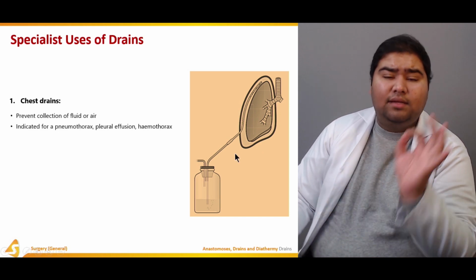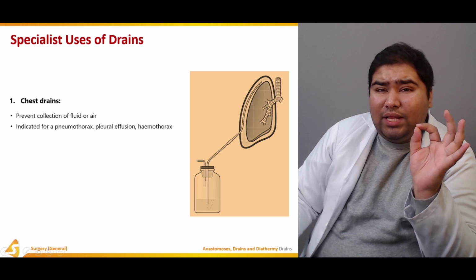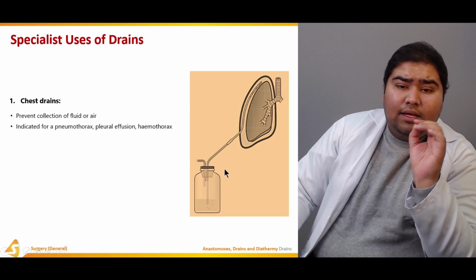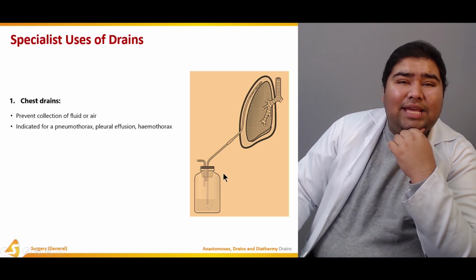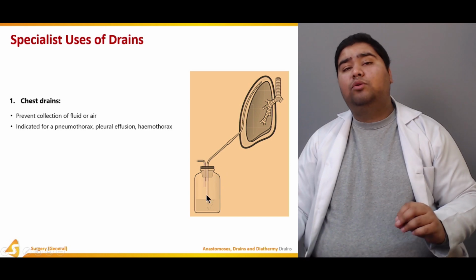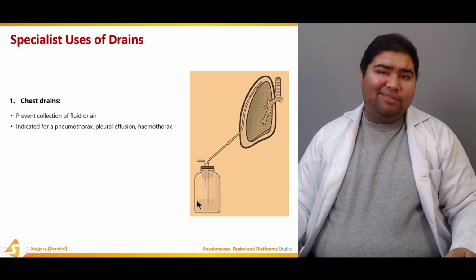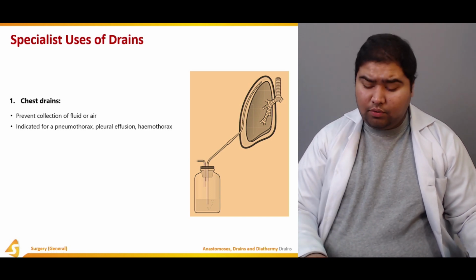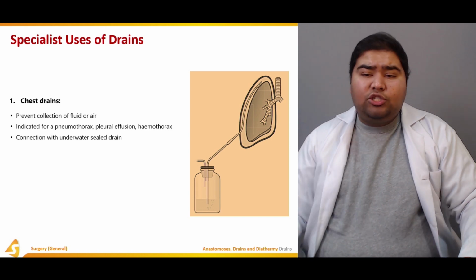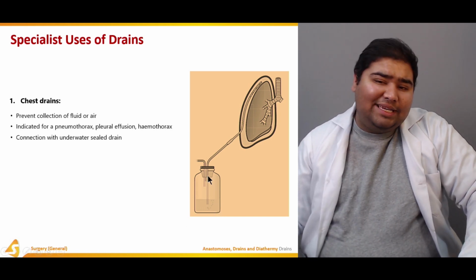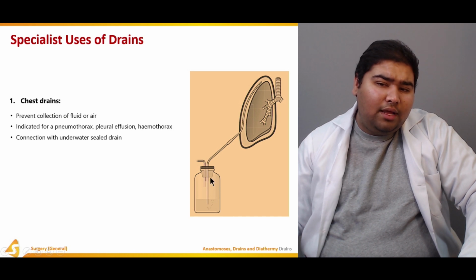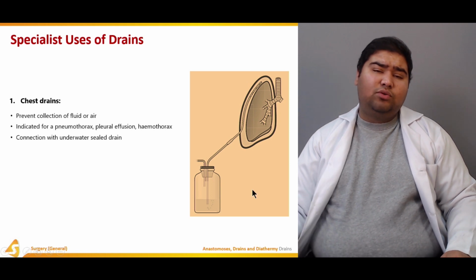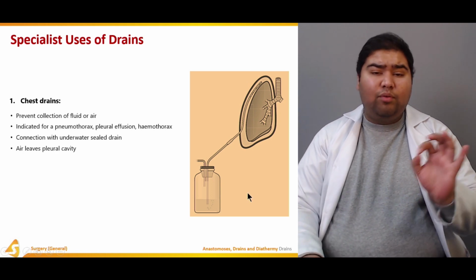Now it is indicated for a pneumothorax, that is air within the thoracic cavity, for pleural effusion, when there is fluid within the pleural cavity, and hemothorax, that is when there is blood within the thorax itself. So three indications: a pneumothorax, a hemothorax, and pleural effusion. Now it is usually connected with an underwater seal drain. So this is an underwater drain and this has been sealed. So this chest drain is connected to an underwater seal drain. And why is that?